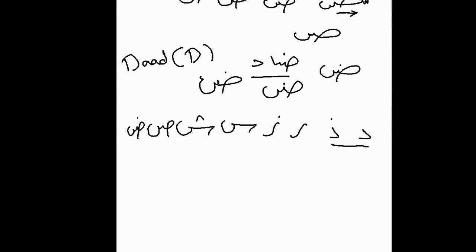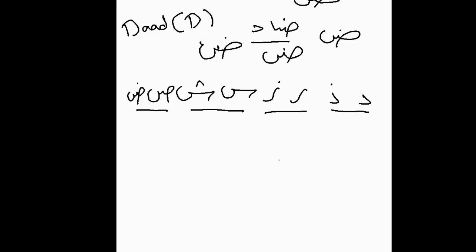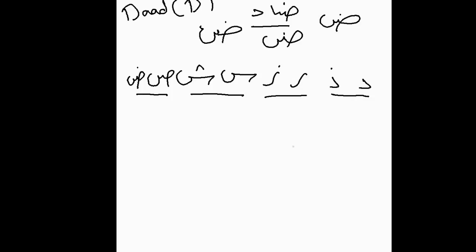Dal and Zal look the same. Ra and Zay also look the same. Sin and Sheen are the same. Sad and Dad are the same. And in order to see how they look in the middle, at the front, and at the end of the word, note that these are the same group and these are the same group.